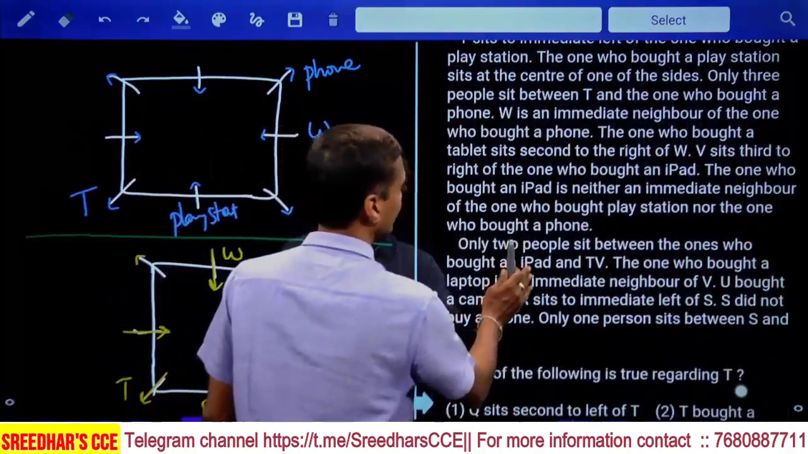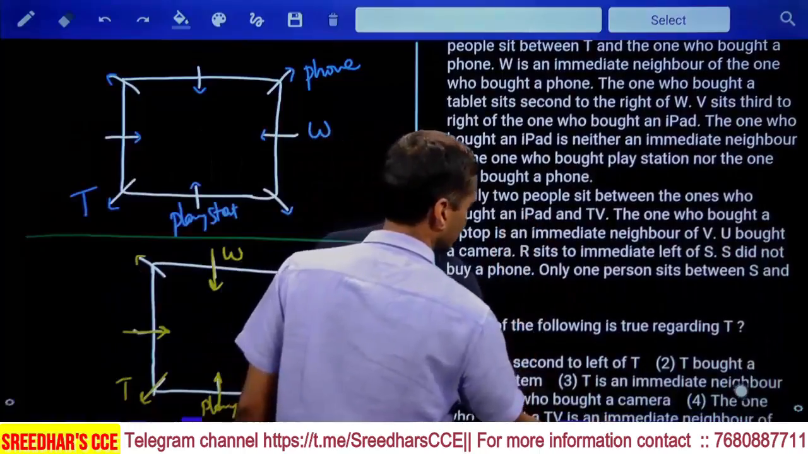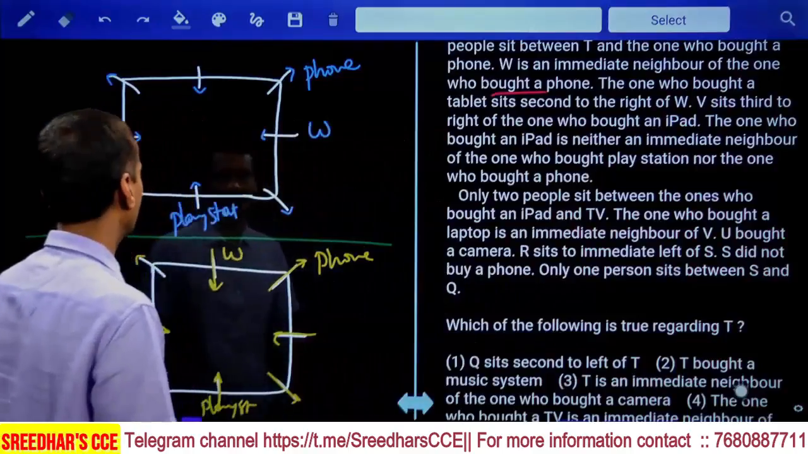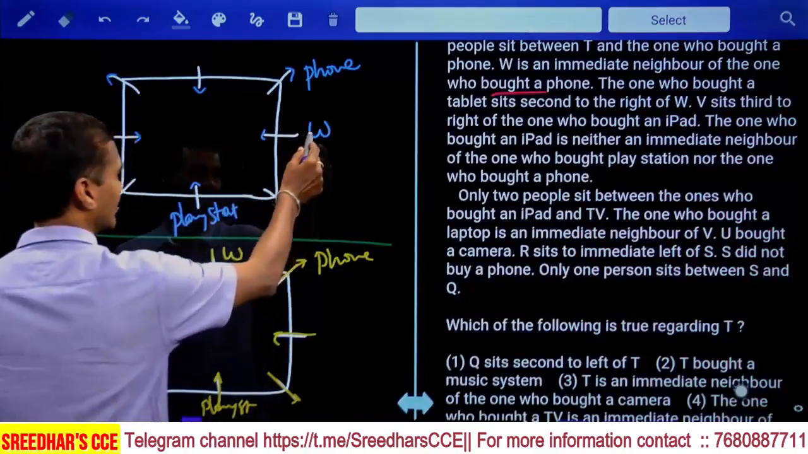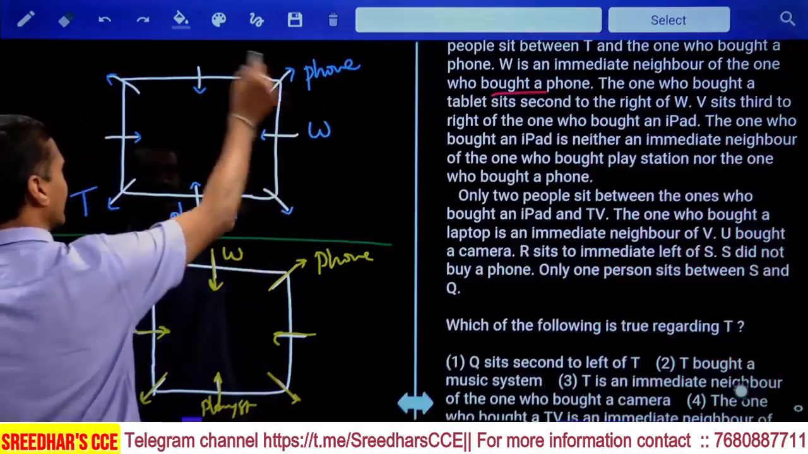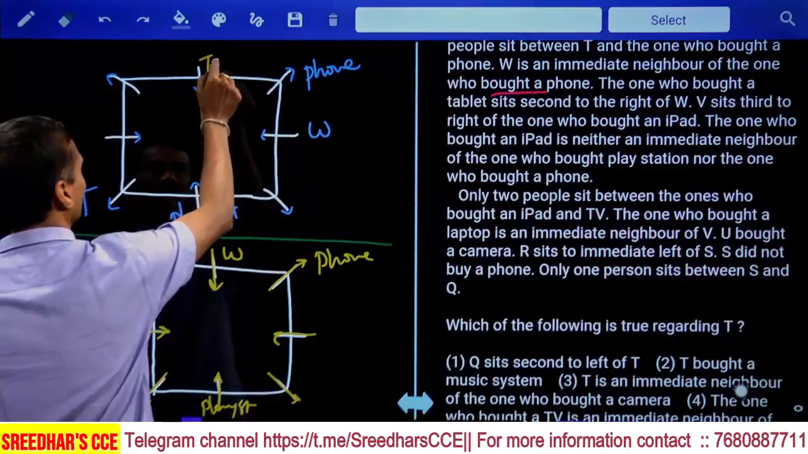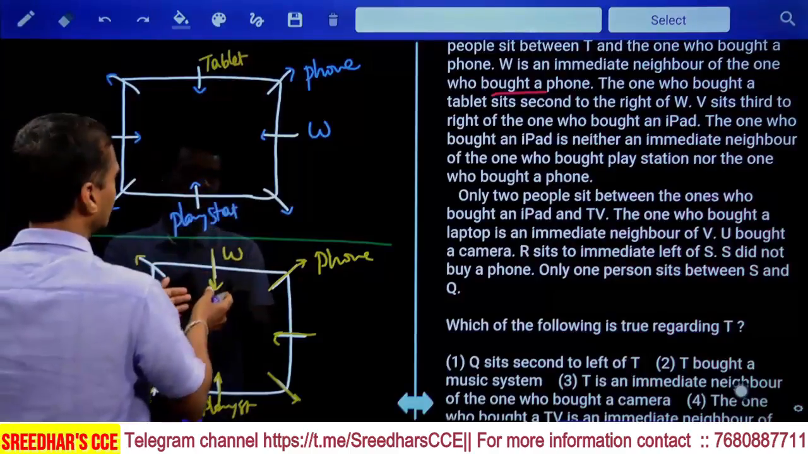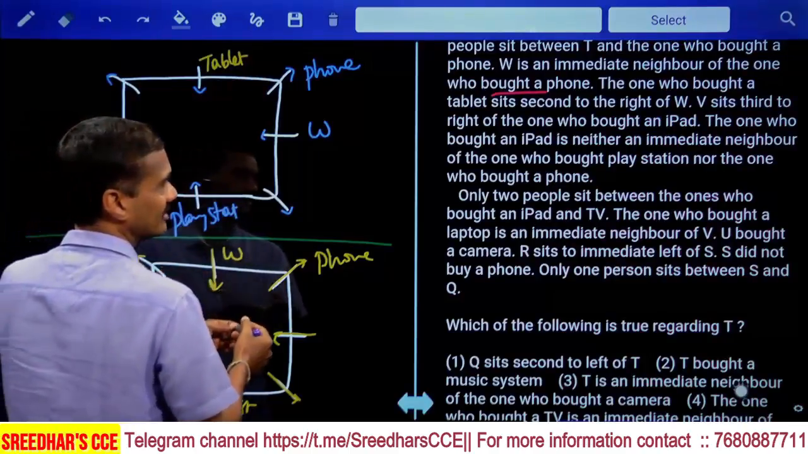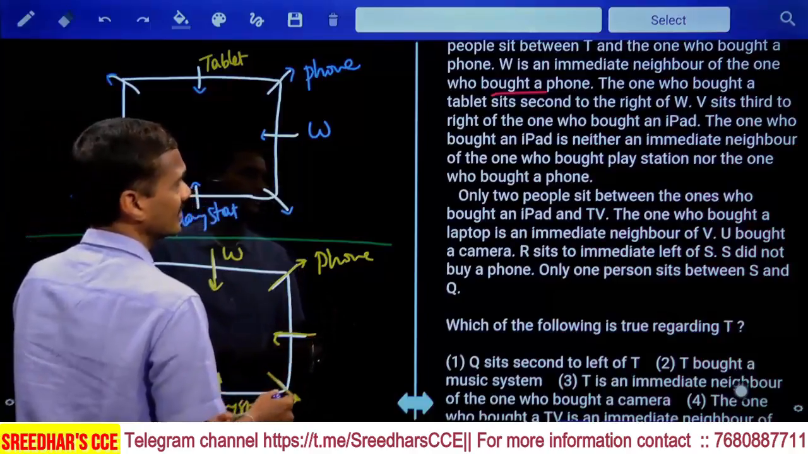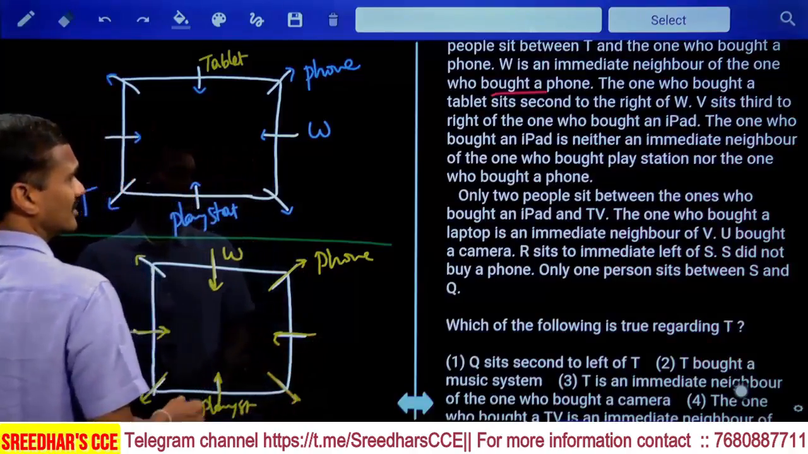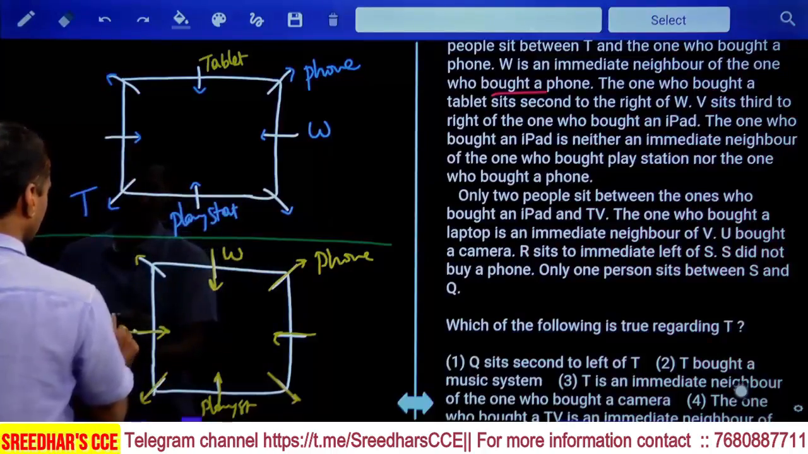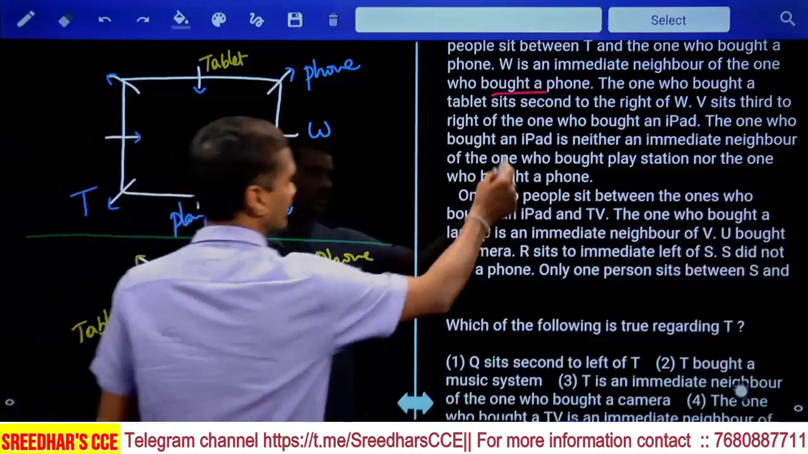Next one, W is an immediate neighbor of the one who bought a phone. We have taken that information. And next one, the one who bought a tablet sits second to the right of W. As W is facing towards the center, right hand side means anti-clockwise, and the one who bought the tablet must be here. The one who is second to the right of W, the one who bought a tablet must be at this place. Clear now? Tablet at this place.